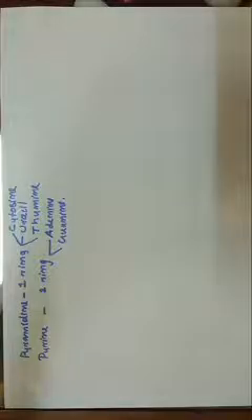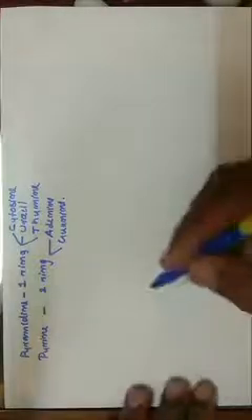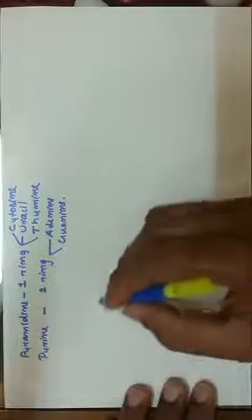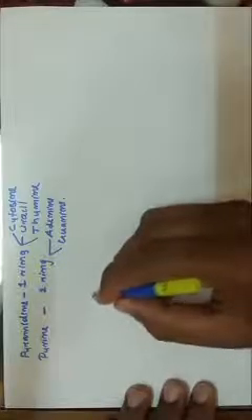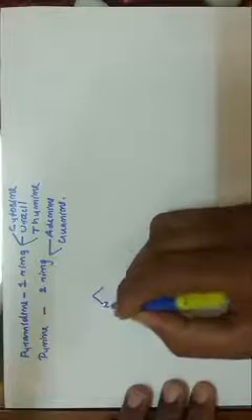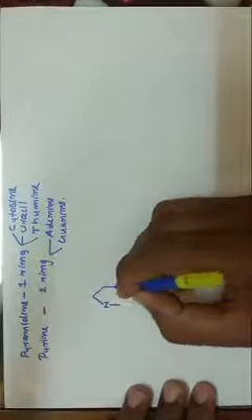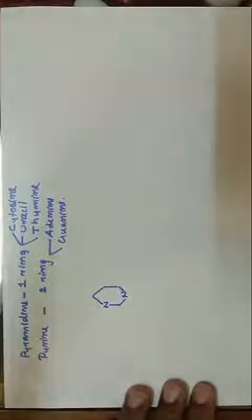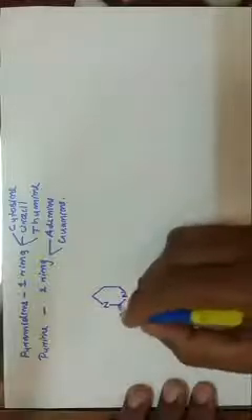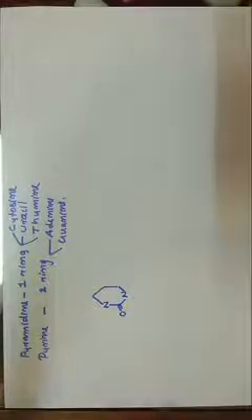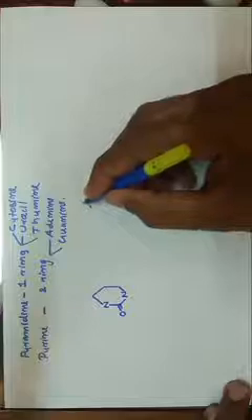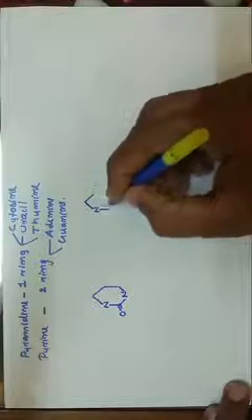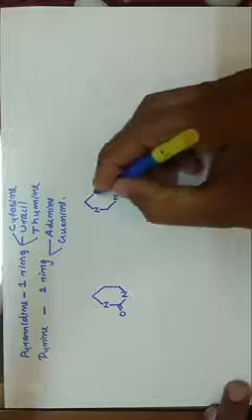Now let us see the structure of pyrimidine. In order to remember the pyrimidine structure, you have to first know the basic ring structure of the pyrimidine. It has a six-membered ring, and this structure will be common to all pyrimidines. So let us see this particular structure in order to represent the three pyrimidines.